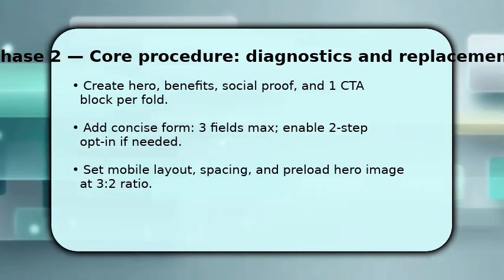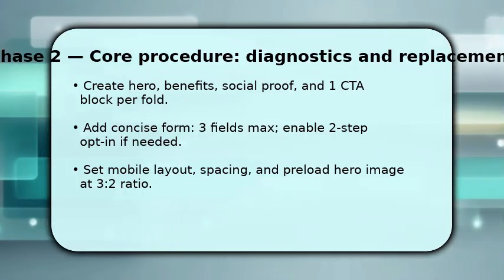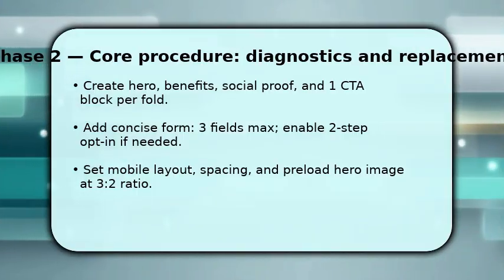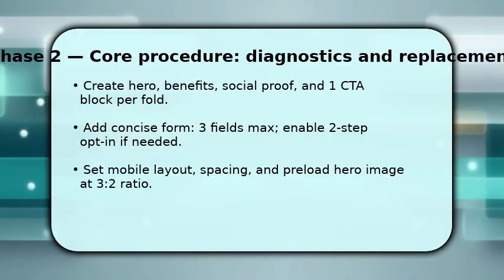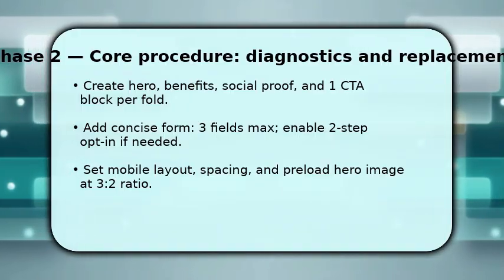Once content is placed, switch to mobile preview and adjust spacing so buttons remain thumb-friendly. Also preload the hero image at a 3:2 ratio to reduce layout shift. This speeds load and improves UX.